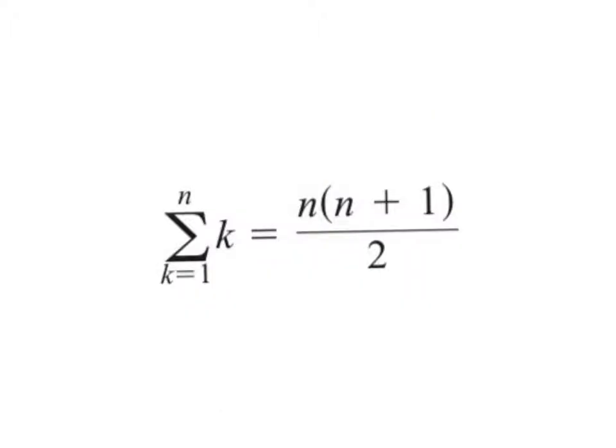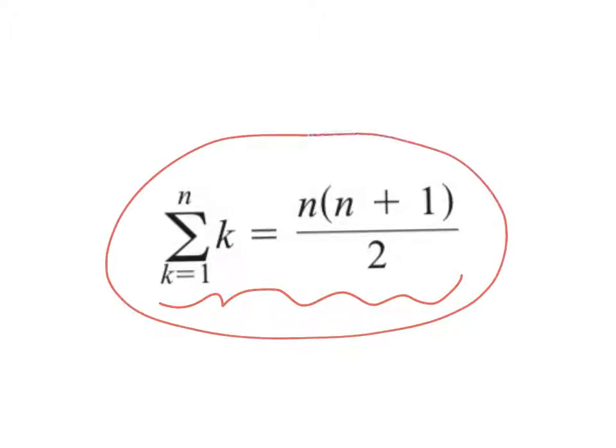Okay, so here it is, typed out nicely. You don't have to worry about my handwriting. It turns out that the formula for the sum of the first n integers is just n times n plus 1 divided by 2. And we're going to use this a lot in the problems that we're going to be working on.